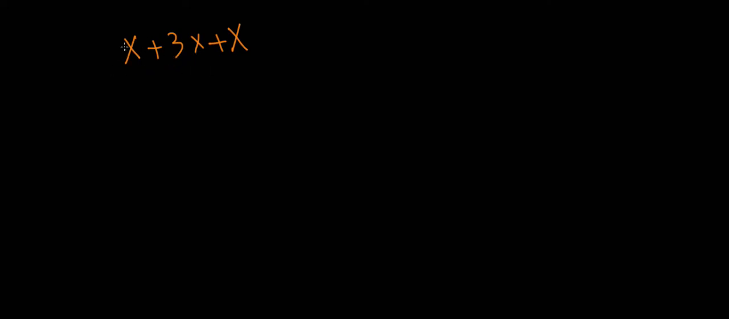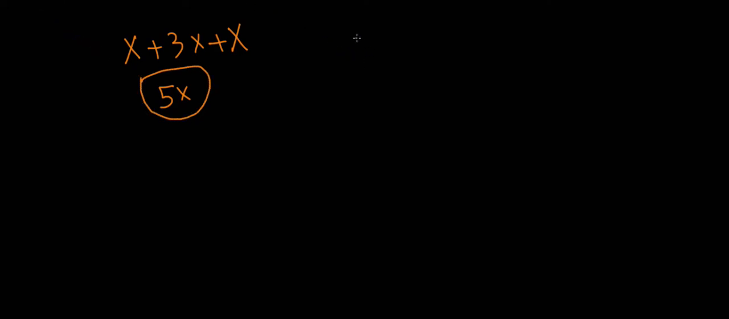So we have x plus 3x plus x. These all have the same variable, which is x, and therefore we just add the coefficients. So we have 1x plus 3x plus 1x, well that would be 5x, and that is the answer. Alright, let's try another one.